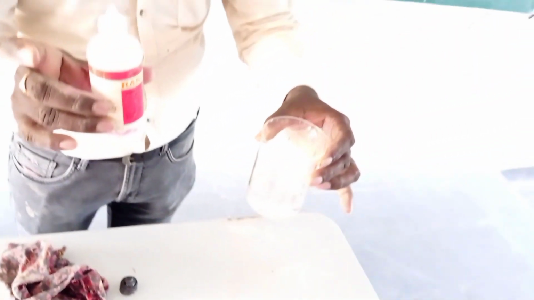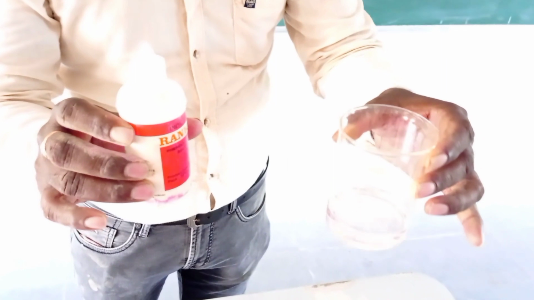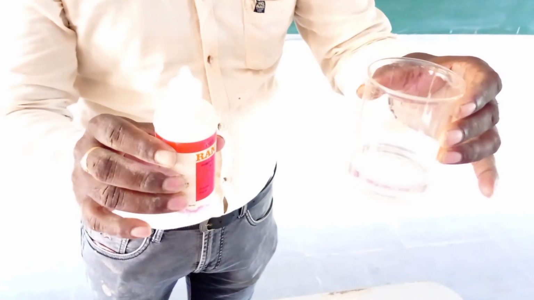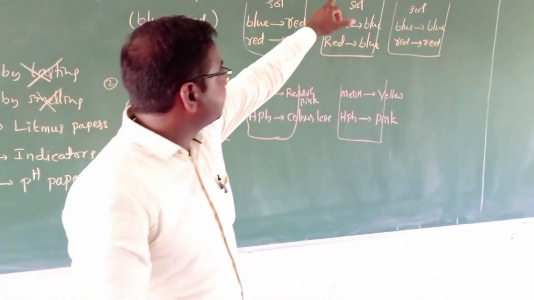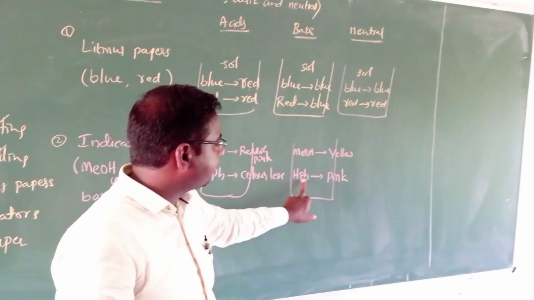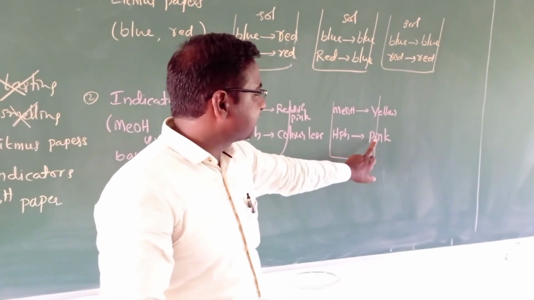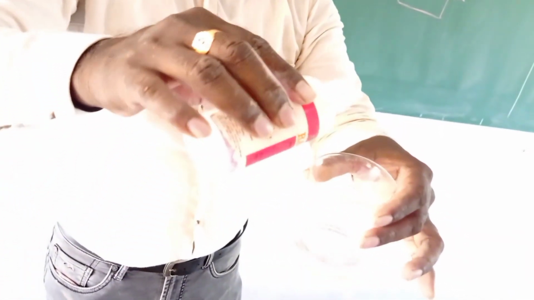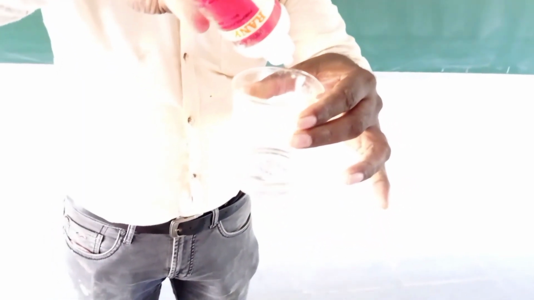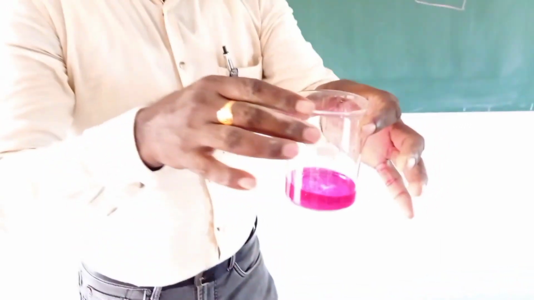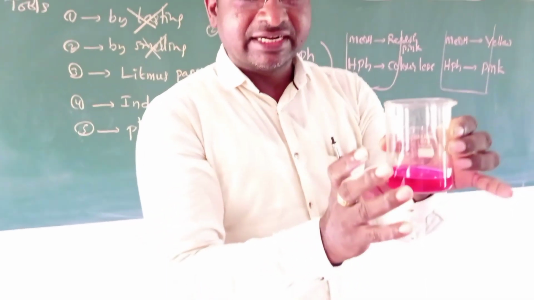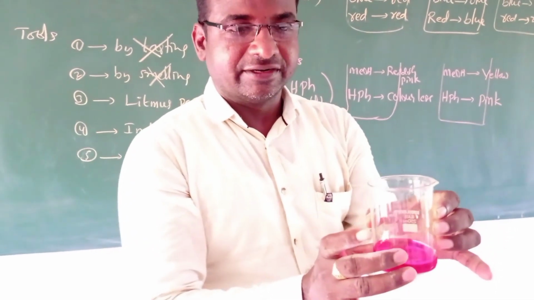Now with the help of this phenolphthalein indicator, how do we test whether the given compound is acidic or basic? What we have learned is that in basic solution, phenolphthalein appears as pink color. Now let us see. I am adding phenolphthalein to the basic solution. So here this solution turns into pink color. 1 or 2 drops are enough. So the solution turns pink, which means the given compound is basic in nature.